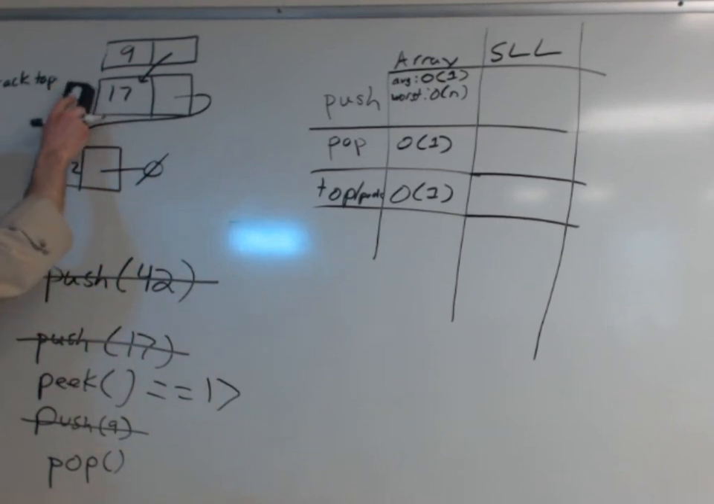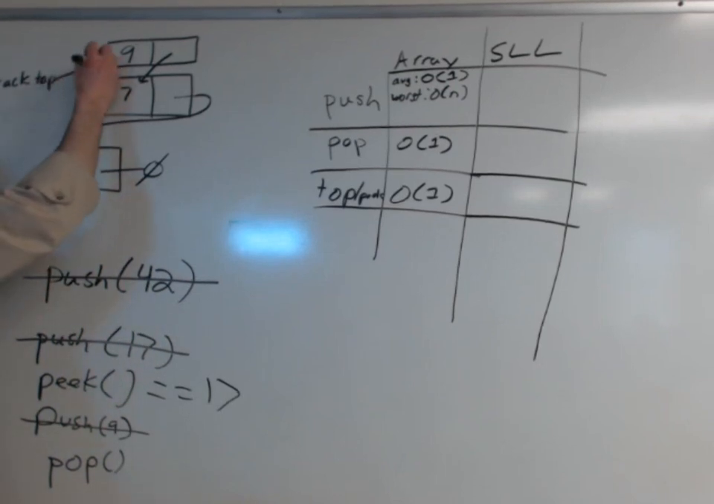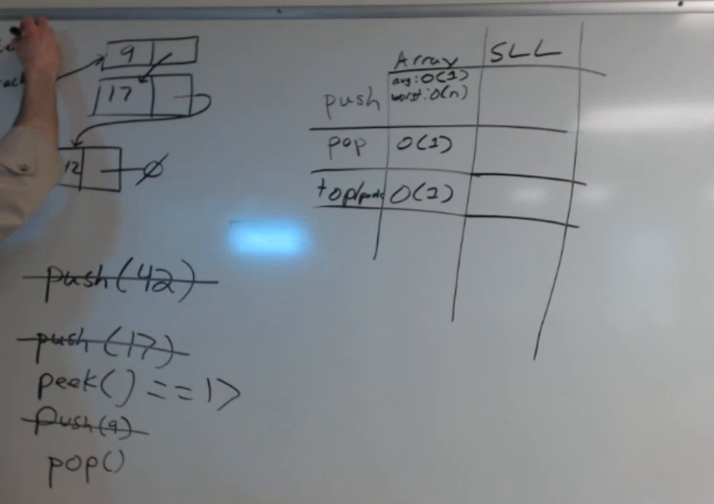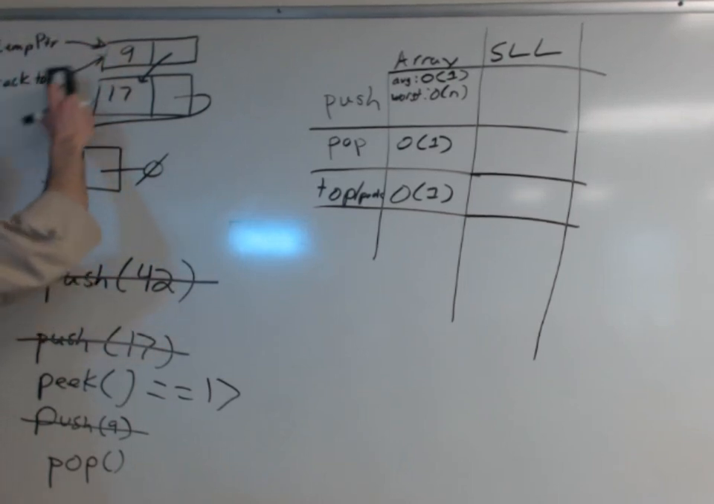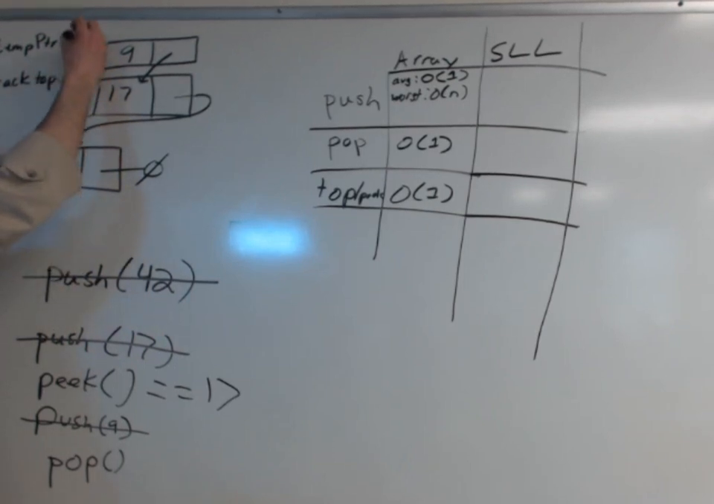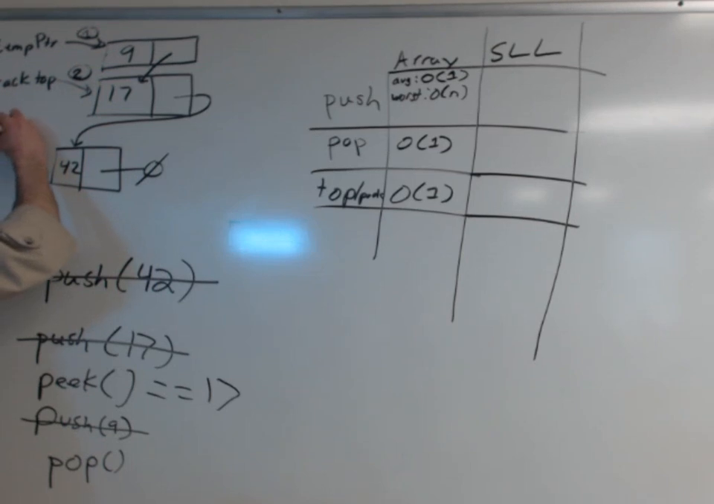So let me make this a little clearer about what actually happens, because if you did it this way, you would have a memory leak. What you probably should do is make a temp pointer, point here, then have the stack pointer go down here. So this would be 1, this would be 2, and then step 3 would be delete temp ptr.